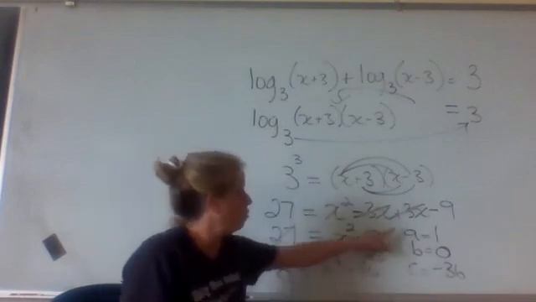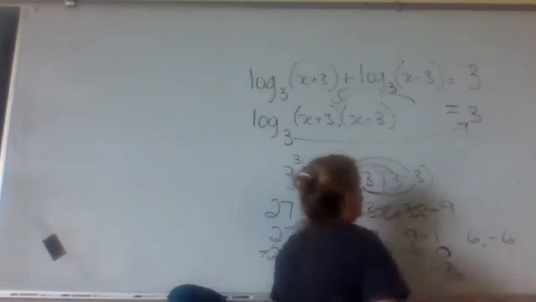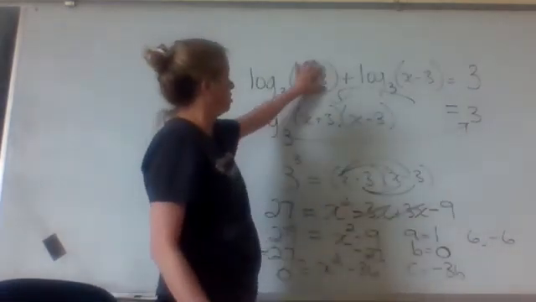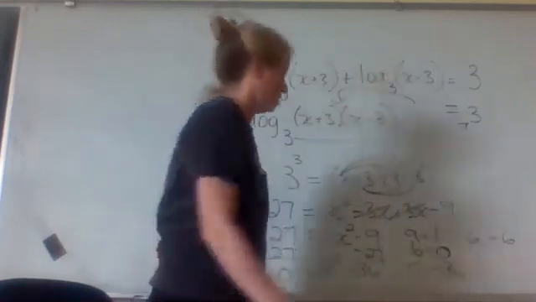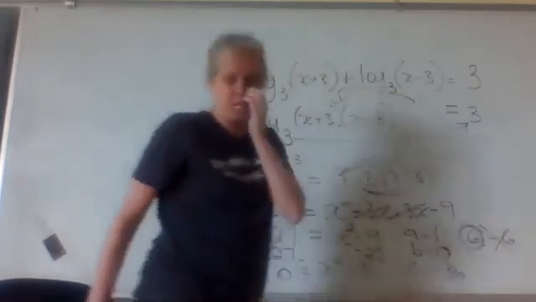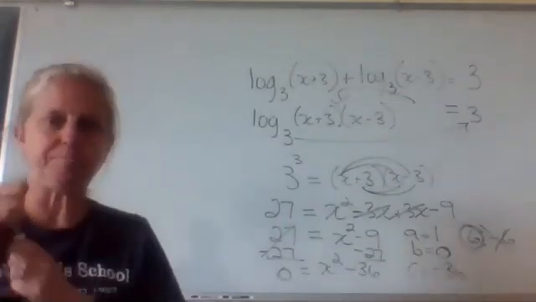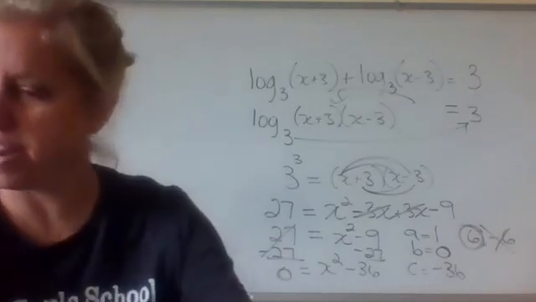So when I put 1, 0, and negative 36 in my quad, it gives me 6 and negative 6. But the negative 6 would turn this right here and this right here, for that matter, negative. So that's why we don't like that answer. The only true solution is positive 6. Okay? All right, so that is the end of 9.6.